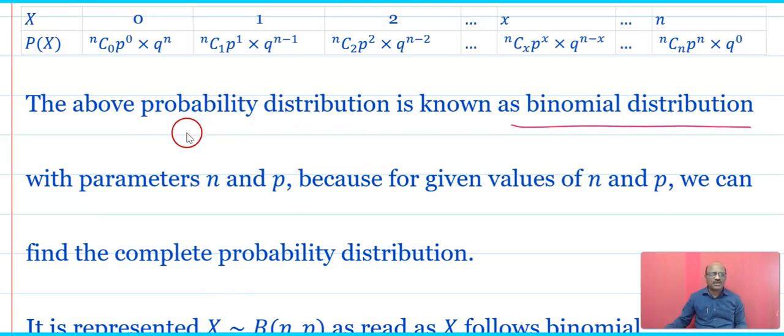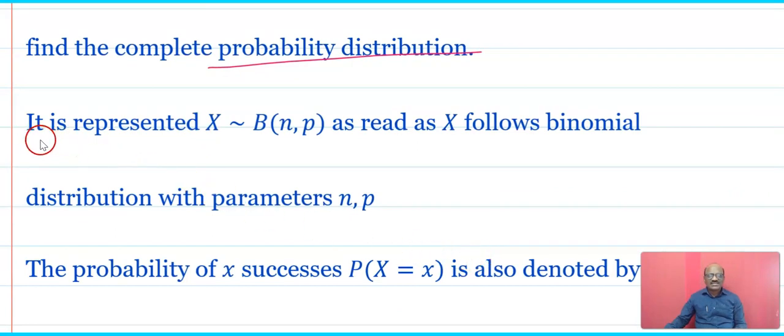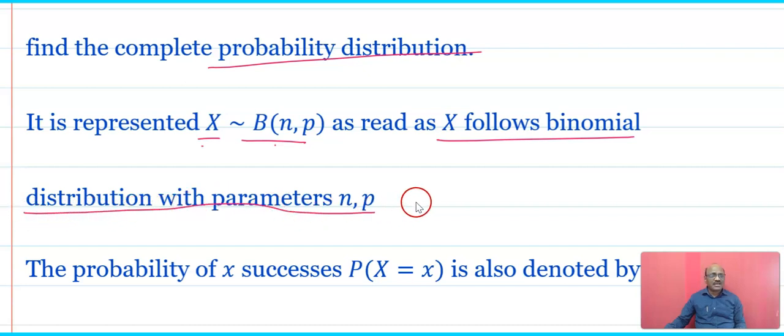Just similar to what you have learned in probability distributions, here is a binomial distribution with the parameters n and p, because for given values of n and p, we can find the complete probability distribution. It is represented in this manner: X follows the binomial distribution (n, p), and it is read as X follows the binomial distribution with the parameters n and p.